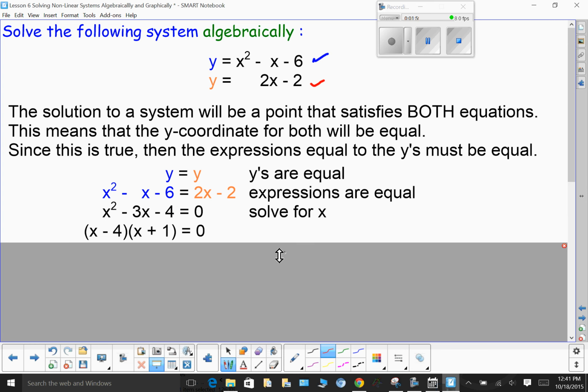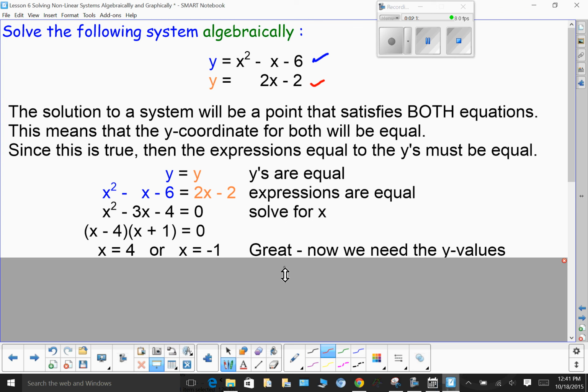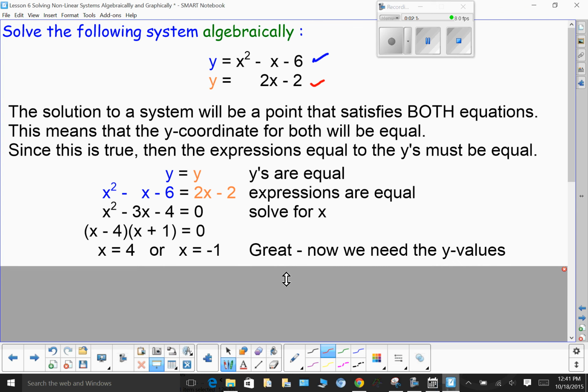Now I can factor. Factors of negative 4 that will add up to negative 3: x minus 4, x plus 1. I set each factor equal to 0, zero product rule, and I find out that the x's that will work are 4 and negative 1. Now I need the y values. I should get the exact same thing regardless of whether I use the linear equation or the quadratic equation, because the points intersect at these spots.